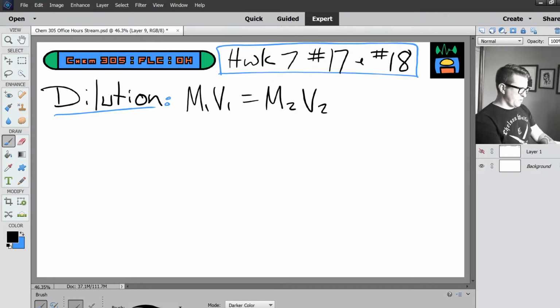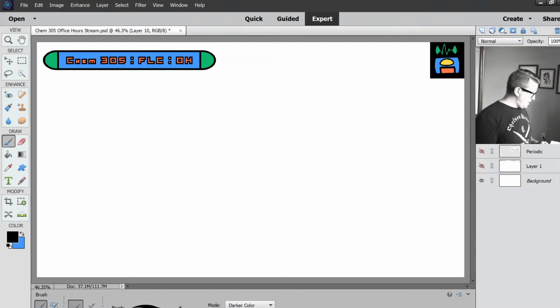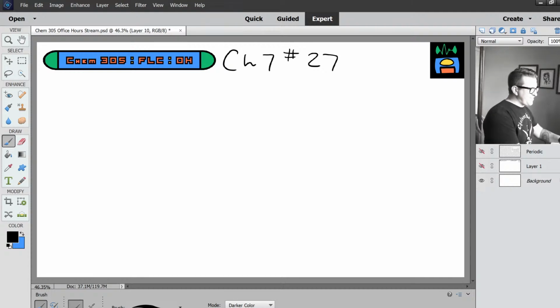But for now, I'm going to roll and start knocking out a few of these practice problems from the chapter. Starting with chapter 7, number 27, which I still have to find. All right, here we go. So a sample of N2 occupies a volume. Oh!